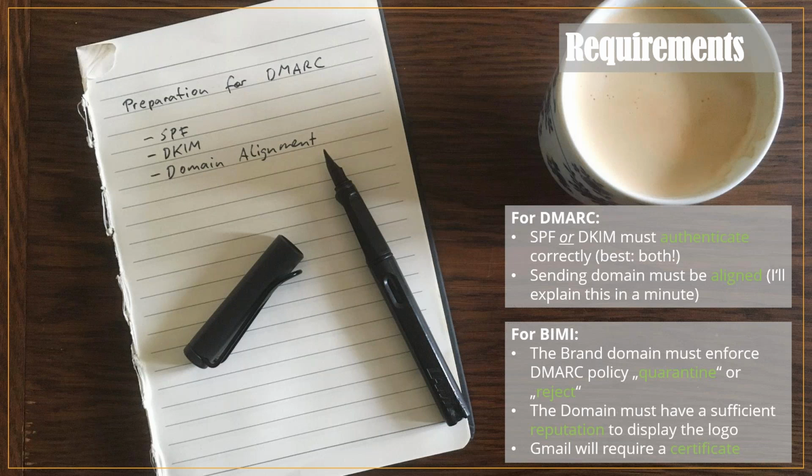That's a technical requirement for DMARC, so that we can have trust. And BIMI requires that trust, and it requires it on the brand domain, not just the subdomain, on the parent domain, if you want. We must have a DMARC policy. And secondly, we also need good enough reputation. And Gmail, as I mentioned, will require a certificate on top of that.